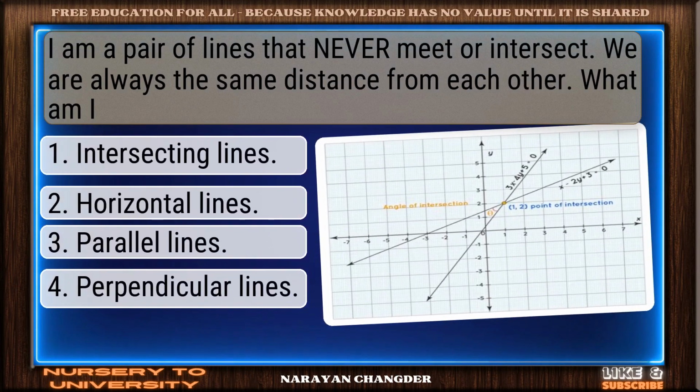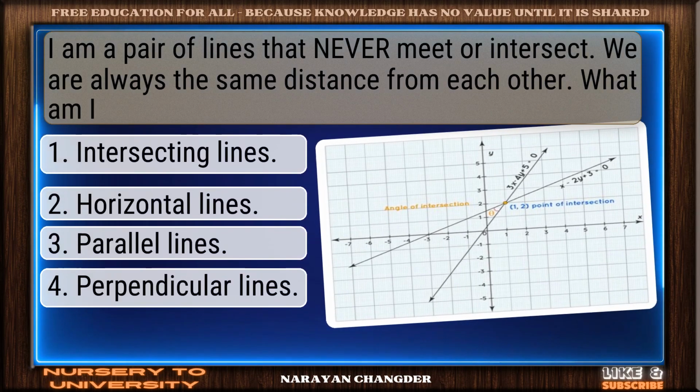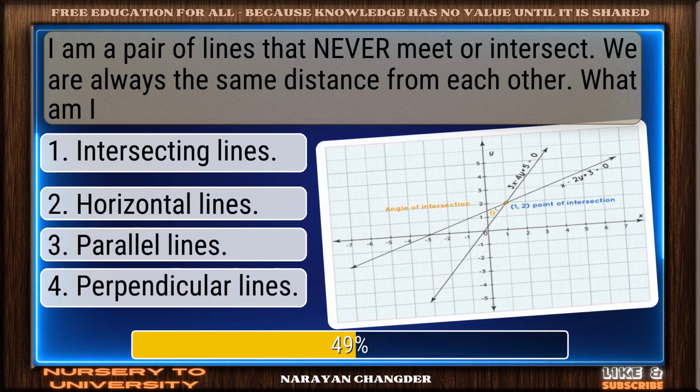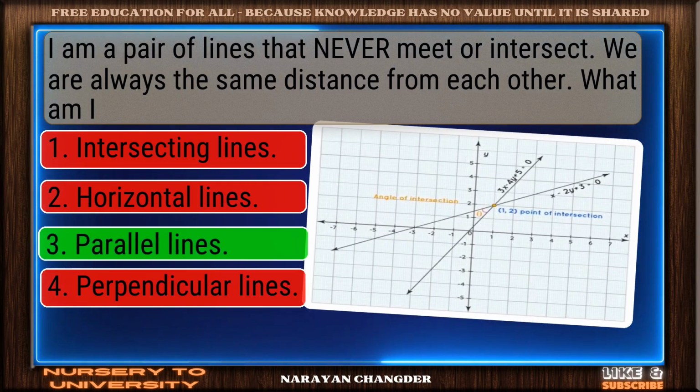Question number 25. I am a pair of lines that never meet or intersect. We are always the same distance from each other. What am I? Well done. Parallel lines is the right choice.